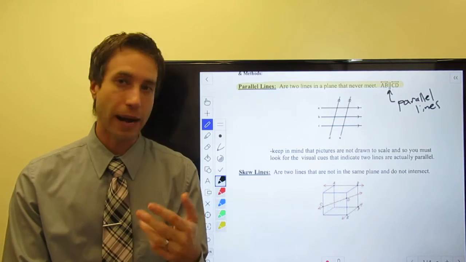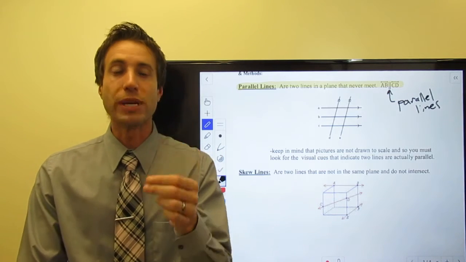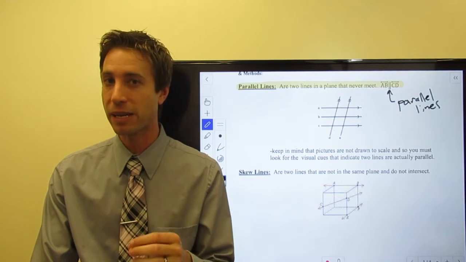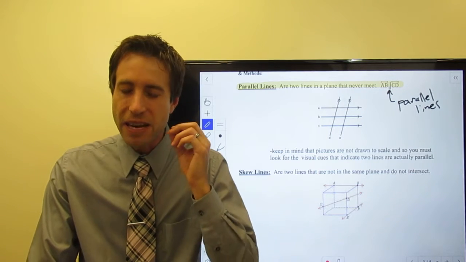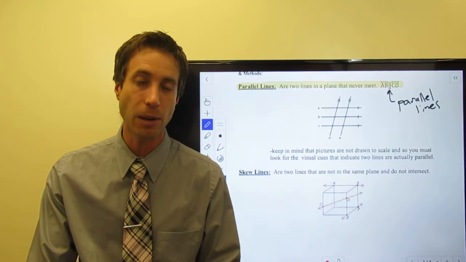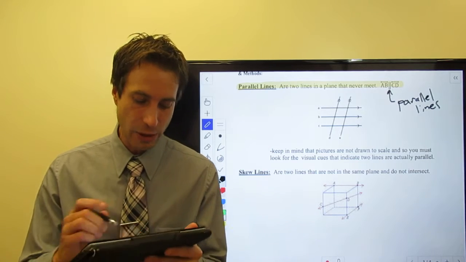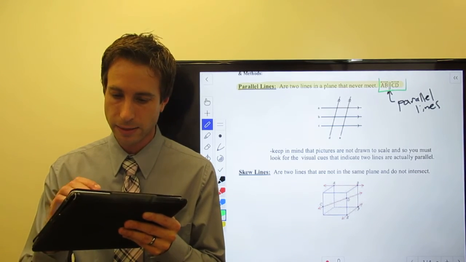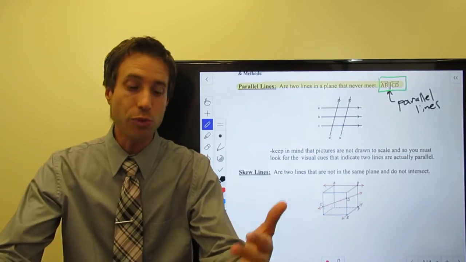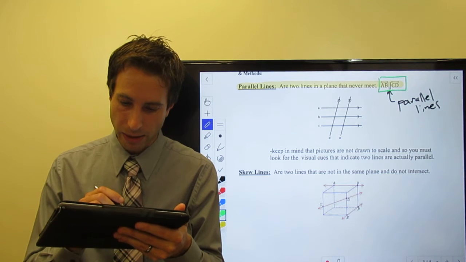Now, in a diagram, there's a way that I'm going to show you this. So you can never assume, right? In geometry, you never ever assume that a picture is drawn to scale. Even if it looks like lines are parallel, you cannot make that assumption unless I tell you. And there's a couple of ways I could tell you that. I could tell you by stating line AB and line CD are parallel. Now you know in the diagram those lines are parallel.